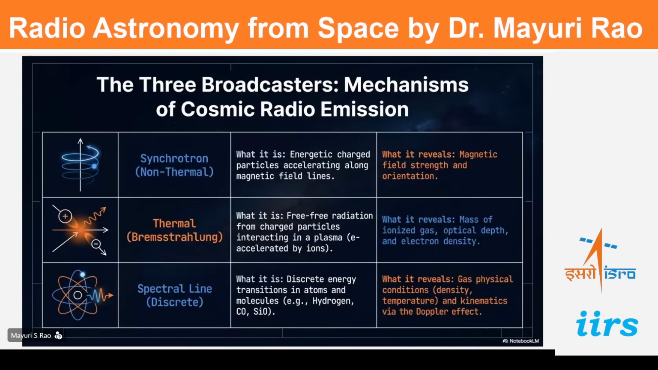So let's look at the science behind the radio emission. Broadly, there are three different types of radiative processes you can study in radio astronomy: non-thermal processes, thermal processes, and spectral line processes. So very quickly, one by one, I'll come to each of these.